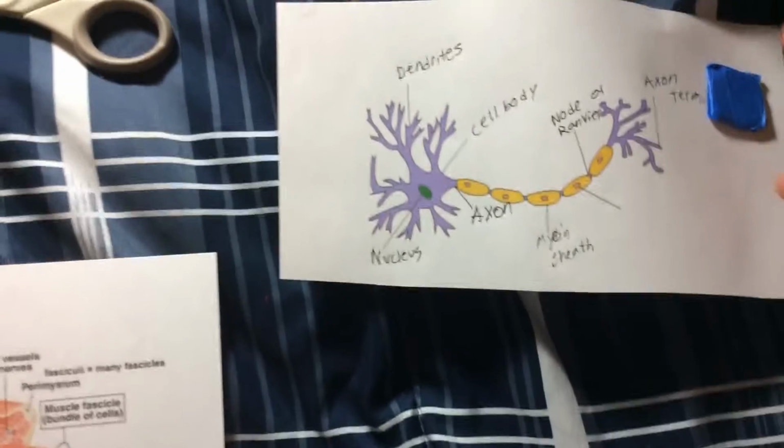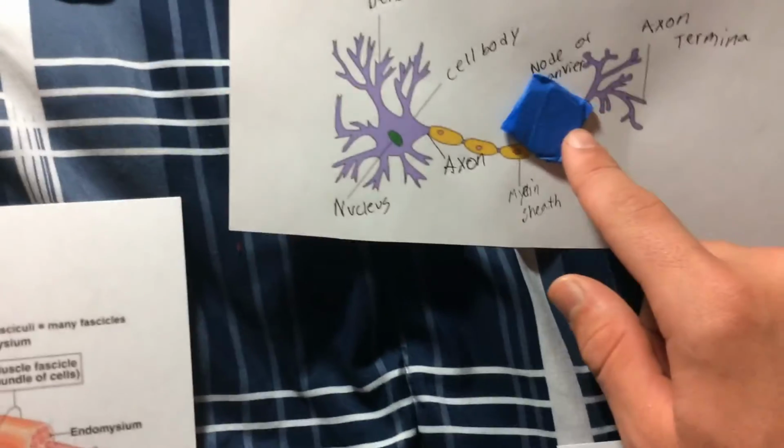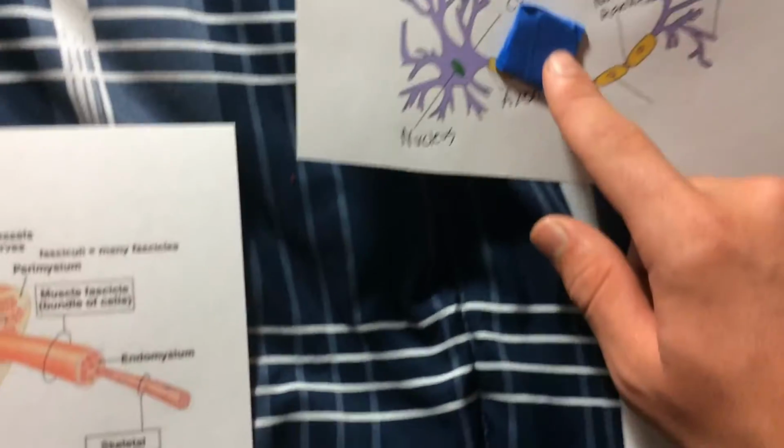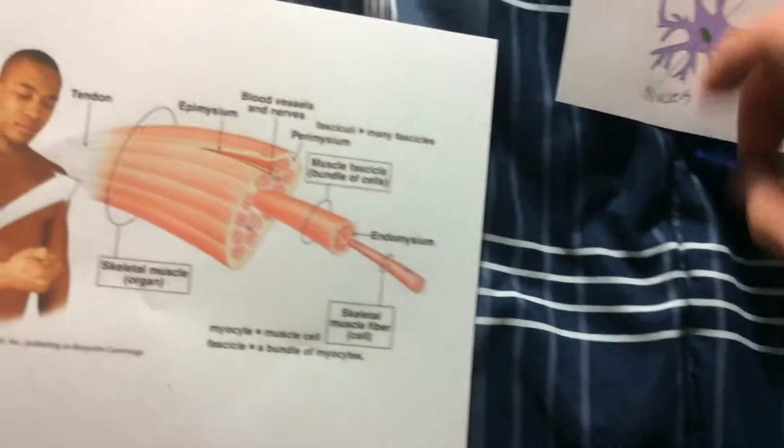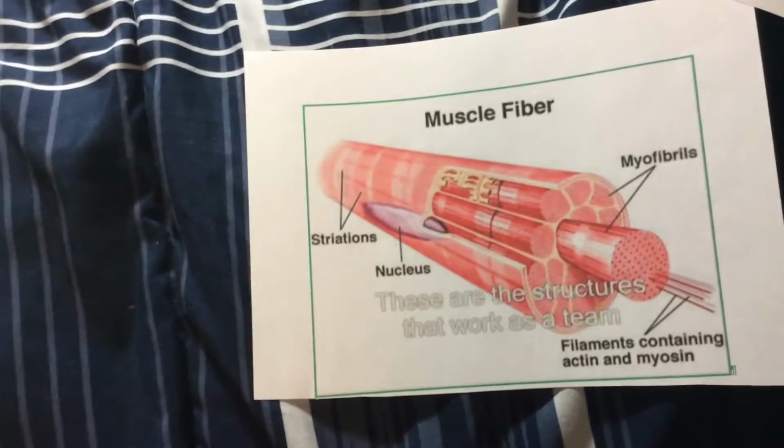This action potential travels down the neuron to a synapse. The synapse is where they connect. The synapse then connects to the muscle fiber. This muscle fiber creates the movement.